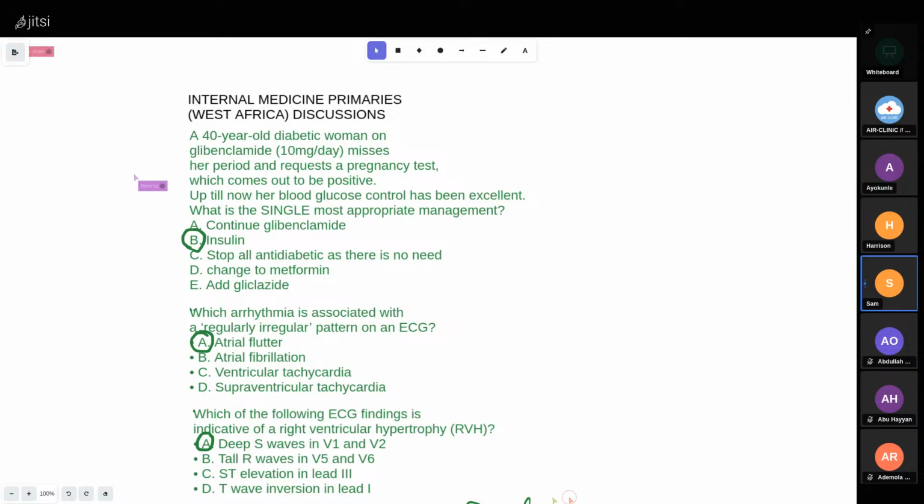Widened QRS complex. Peaked T wave as well. Widened QRS and absent P waves, I think. There's a peaked T wave. Okay, so tall tented T waves, widened QRS complex, and PR interval prolongation. Those are the three major findings of hyperkalemia. And you cannot miss it because it may come out in your exams.